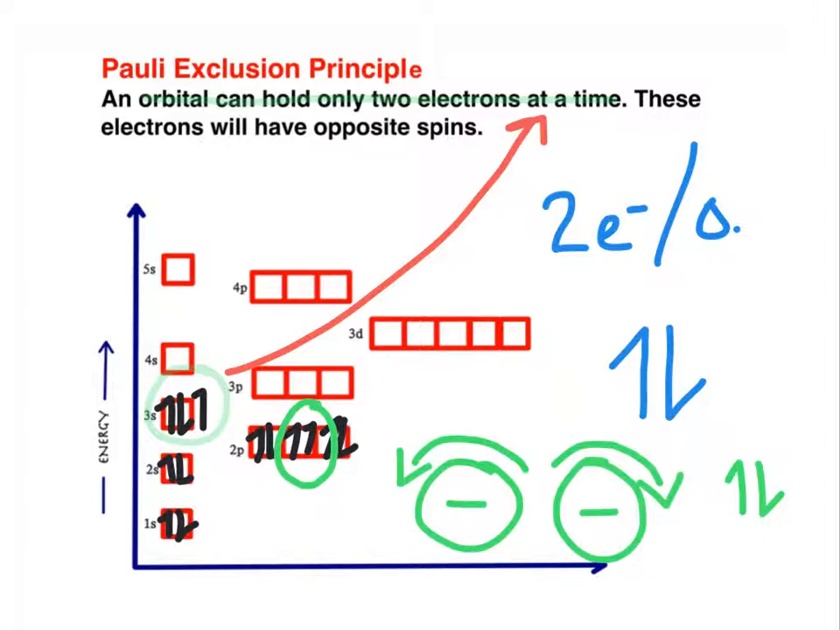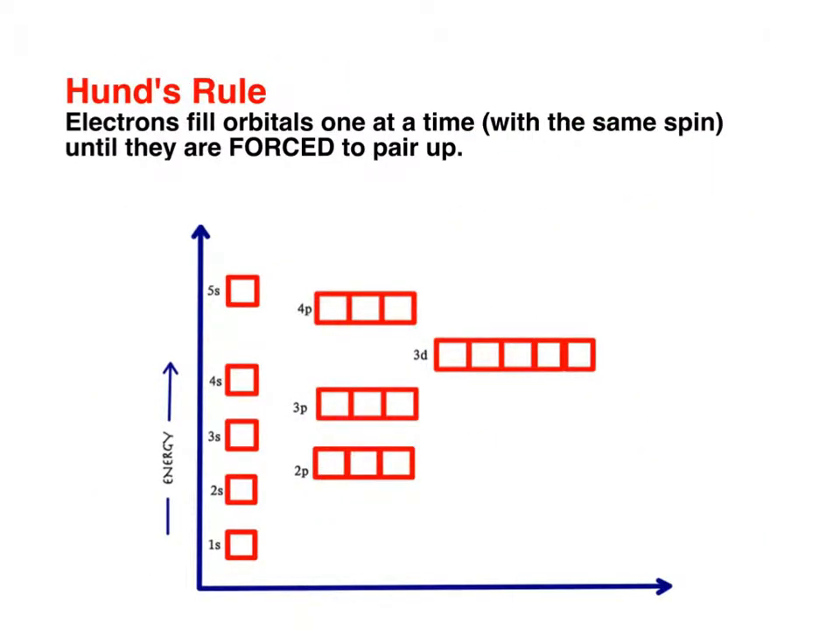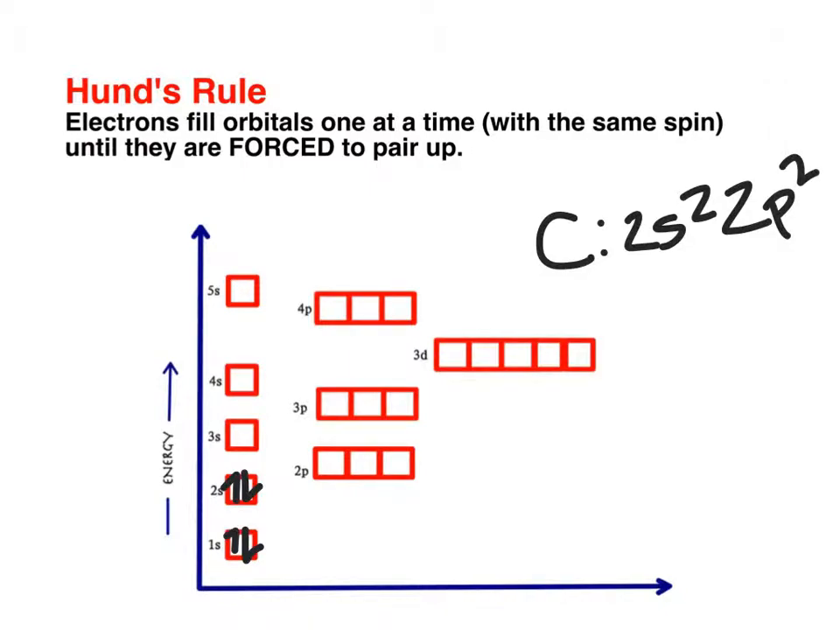Last one is Hund's rule. Hund's rule is probably the one where an error is made most often. So Hund's rule kind of kicks in, not necessarily with the s orbital. So s is really easy to fill, right? You just get 2. But with p, for example, if I have something like carbon, which is 2s2, 2p2, a lot of students will draw this. Ta-da!